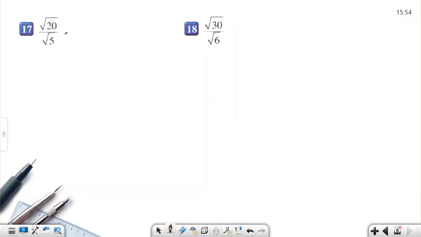More examples. These are separated, and that's a fraction. Square root of 20 divided by square root of 5. What is 20 divided by 5? 4. What's square root of 4? It's equal to 2.